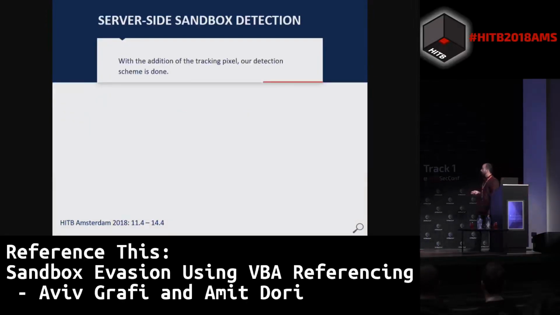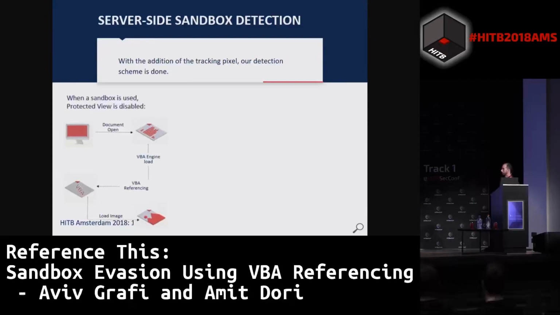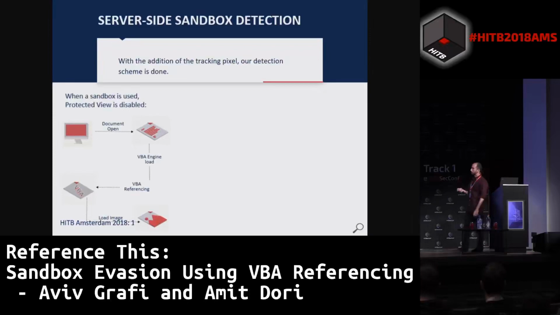So this is the detection part, and this is what it looks like. When the document is being opened in the sandbox, this is the flow we're going to get. So document open in a sandbox. This is the document. Immediately, no protected view, so the VBA engine is loaded, causing VBA referencing to occur, fetching the VBA project from the attacker's machine. This finishes the loading of the document, and now the document continues with the other elements. In this case, it's the image, and it loads the image from the attacker's machine.